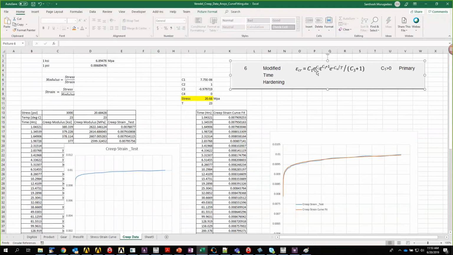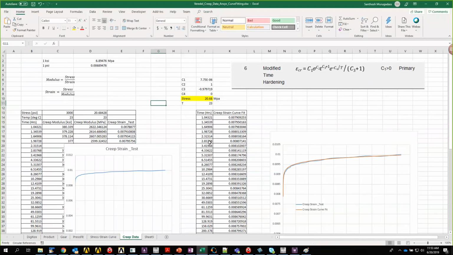The creep strain is a function of stress, time, and temperature. There are three variables: stress sigma, time t, and temperature capital T. Here, this pulley is going to operate at room temperature. It's not at elevated temperature. It's at 23 degrees Celsius.